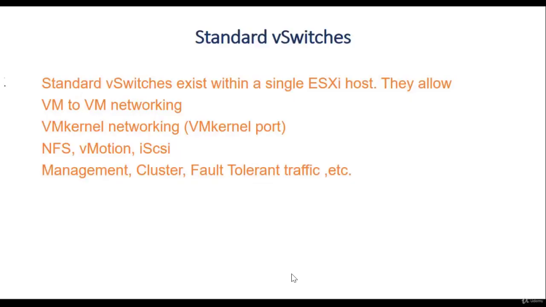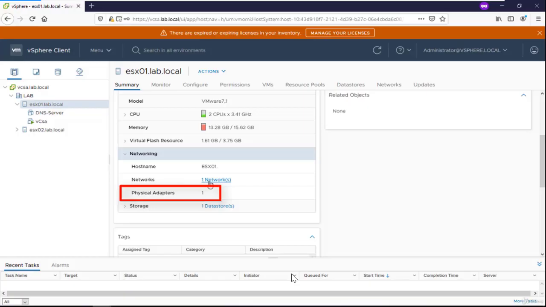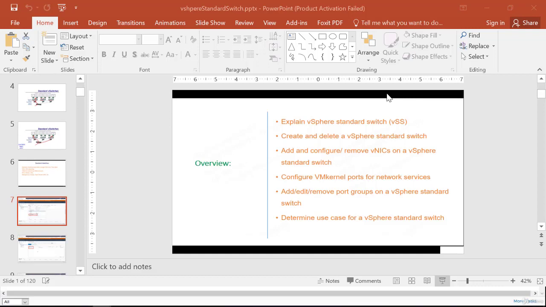So standard switches exist within a single host. They allow VM to VM networking and VMkernel networking, which is also called the VMkernel port. VMkernel port, as I told you, is used for some special types of traffic like NFS, vMotion, iSCSI, management, clustering, fault tolerance, and so on. So the VMkernel ports are very important because I will configure VMkernel ports in my videos. So now let's move to a demonstration.